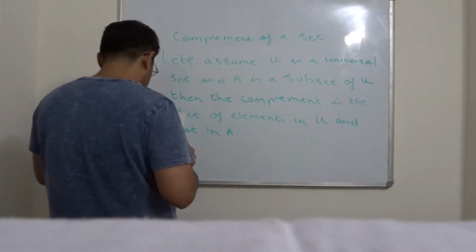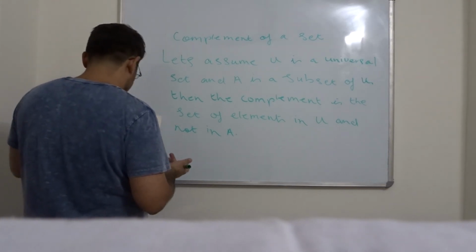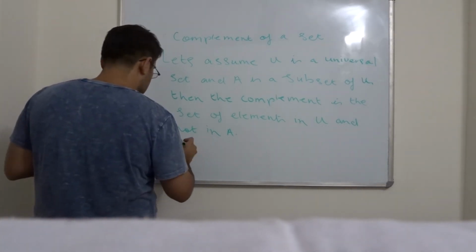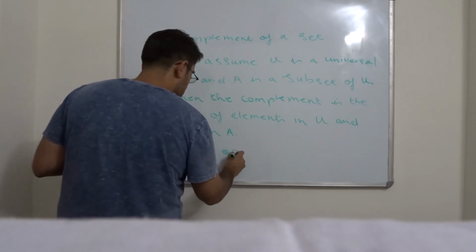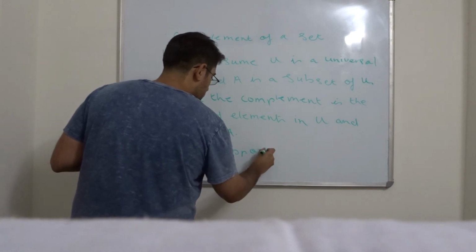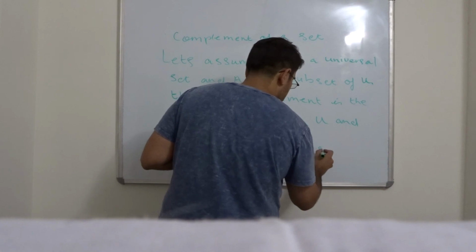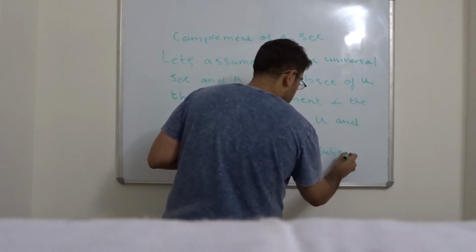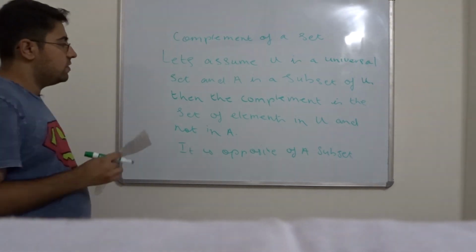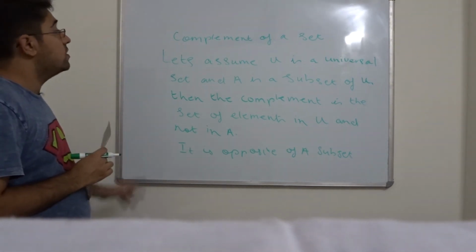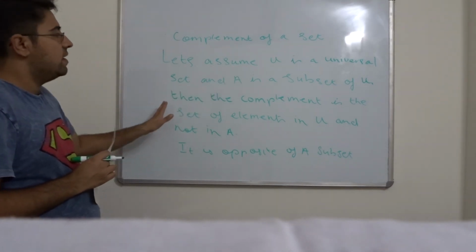It is the opposite of a subset. Okay, so it is the opposite of a subset. So do you guys know what this means? So let's go through it. Let's assume U is a universal set and A is a subset.